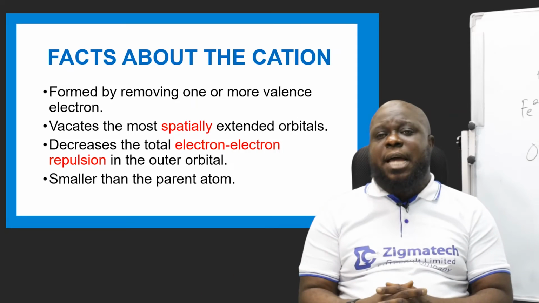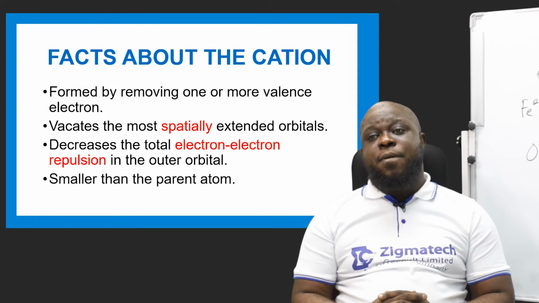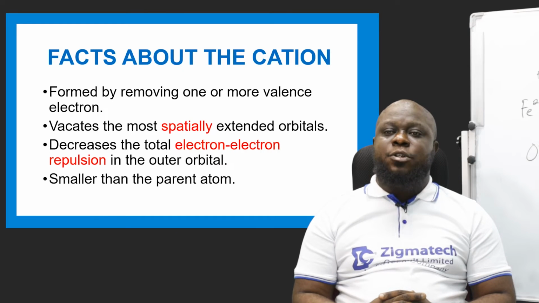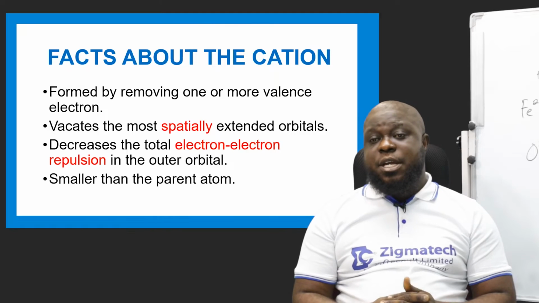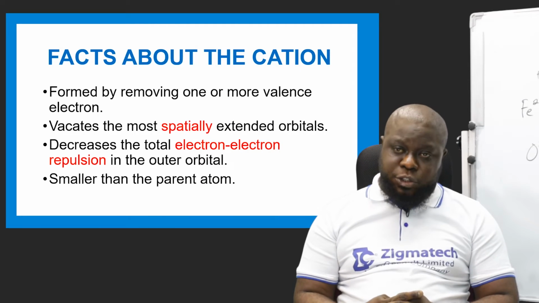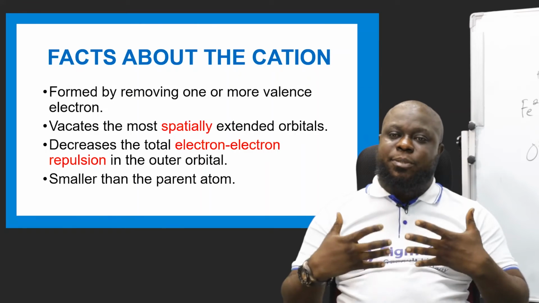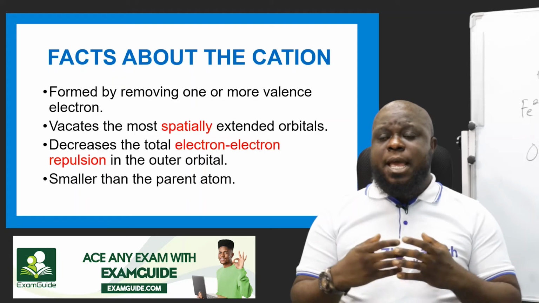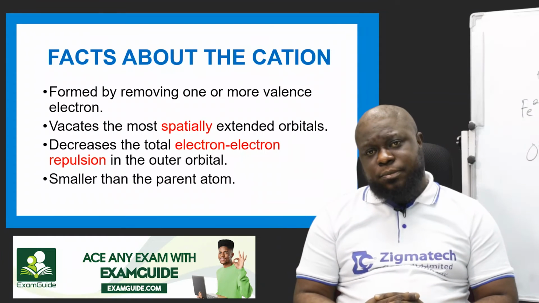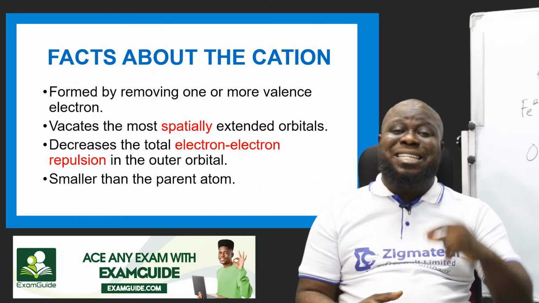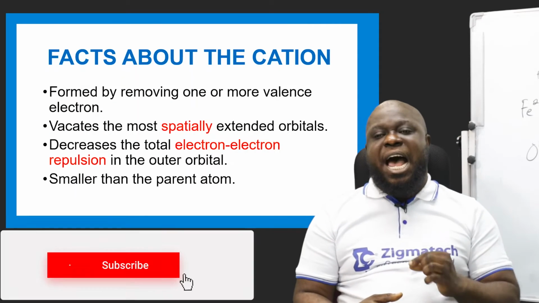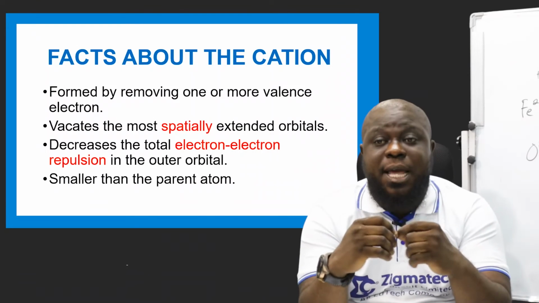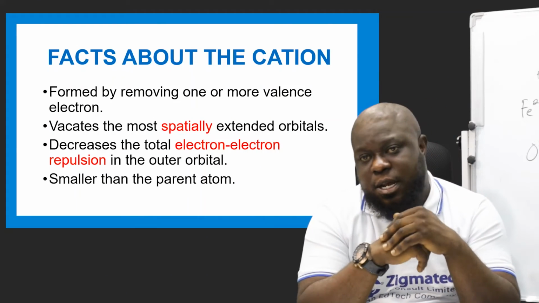Now, facts about the cations. They are formed by removing one or more valence electrons. They vacate the most spatially extended orbitals, which decreases the total electron-electron repulsion in the outer orbital, so they are smaller than the parent atom. The cations are not big, the protons are not big. The electrons are bigger than the protons. But when it comes to charge, the protons are 1 million times more electrically charged than the electrons.